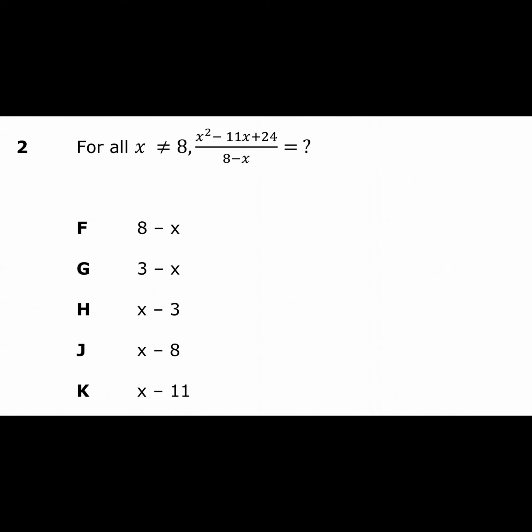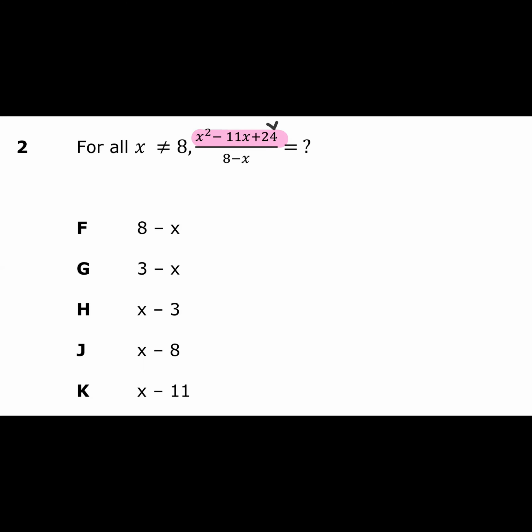Okay, let's take a look at problem number 2. They wanted to know what this equals as long as x does not equal 8. The reason they said x cannot equal 8 is because if we put 8 in here, that'll make our denominator 0. We can't have that. So what we're going to do first is, if I know I have to equal this to something and these all look simpler than what we already have, then I want to simplify this.